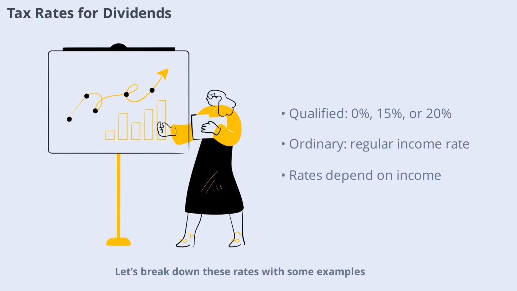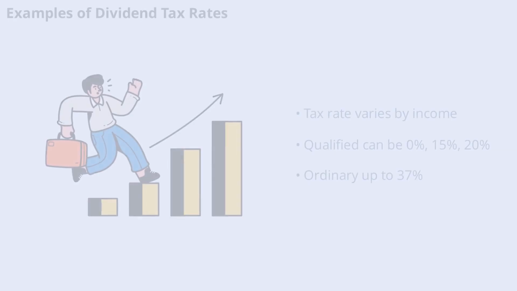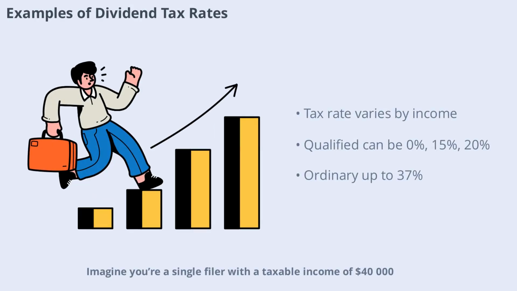Let's break down these rates with some examples. Imagine you're a single filer with a taxable income of $40,000. Your qualified dividends would likely be taxed at 0%. If your income is higher, say $100,000, the rate jumps to 15%. For those with very high incomes, the rate can reach 20%. Ordinary dividends, however, are taxed at your marginal tax rate, which could be as high as 37%. These differences highlight why it's important to know how your dividends are classified.